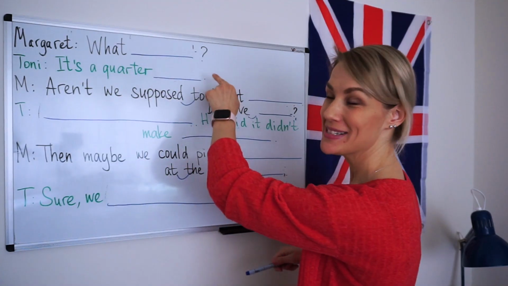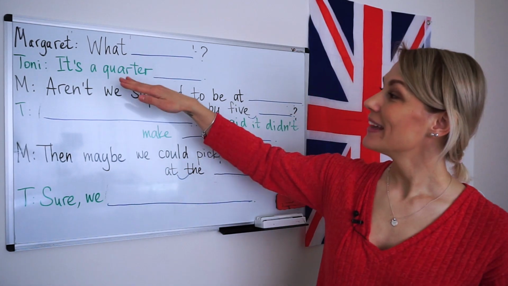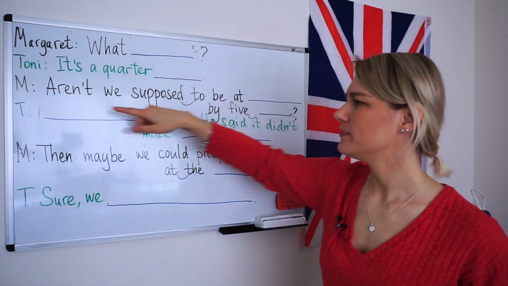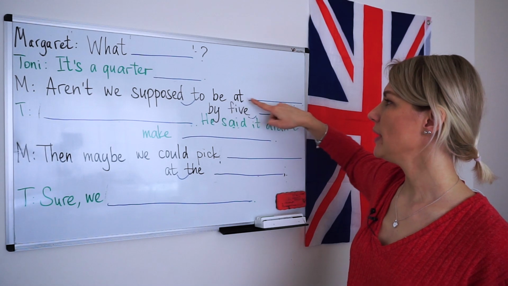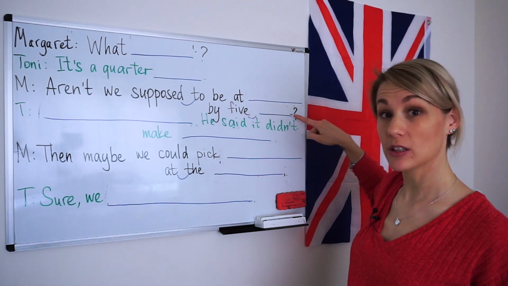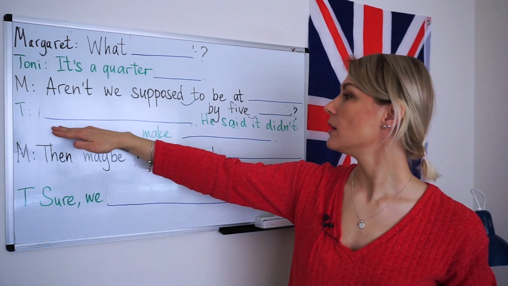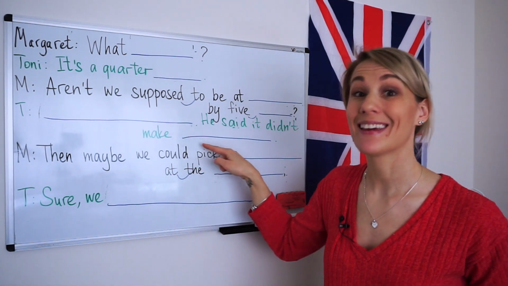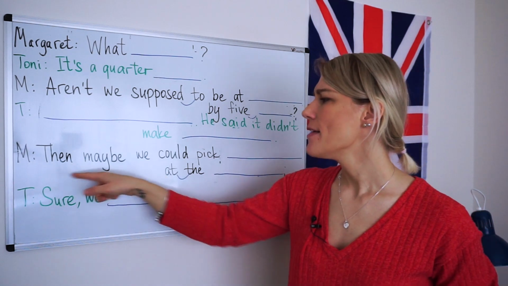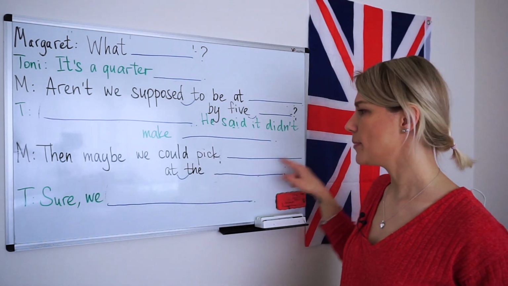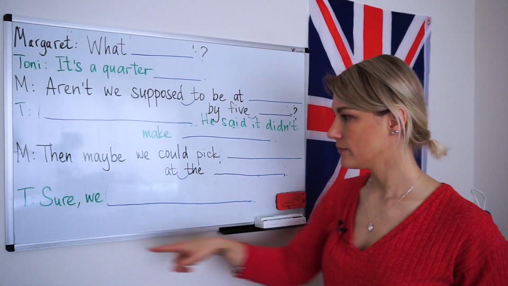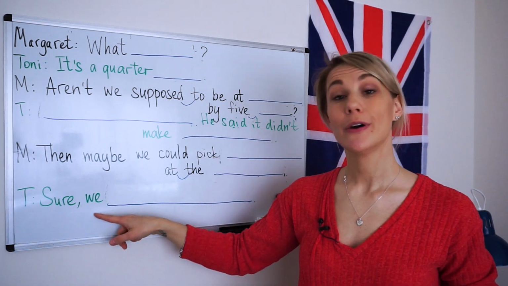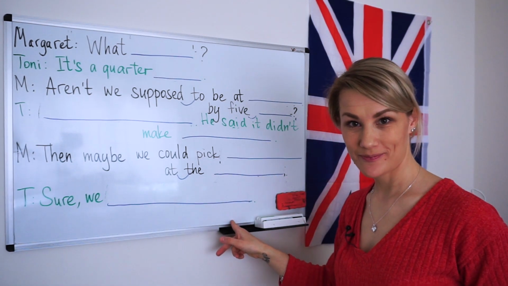What time is it? It's 5:15. Aren't we supposed to be at Jim's house by 5 o'clock? 5 or 5:30? He said it didn't make any difference. Then maybe we could pick your suit up at the dry cleaners. Sure, we have plenty of time.